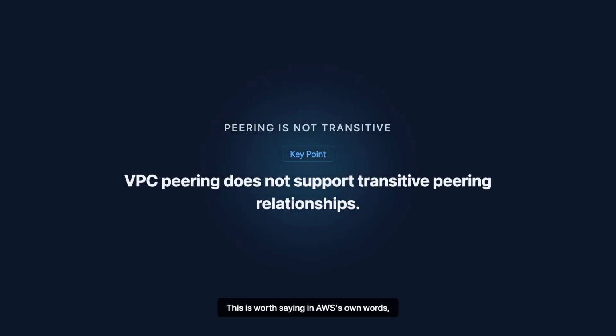This is worth saying in Amazon Web Services' own words, because it's a classic point of confusion in real teams. VPC peering does not support transitive peering relationships. People genuinely expect traffic to hop from one VPC to another through a shared peered VPC in the middle, and it simply doesn't work that way. If you ever see a scenario where someone wants one VPC to act as a pass-through hub for others, that's your signal that peering is the wrong answer.